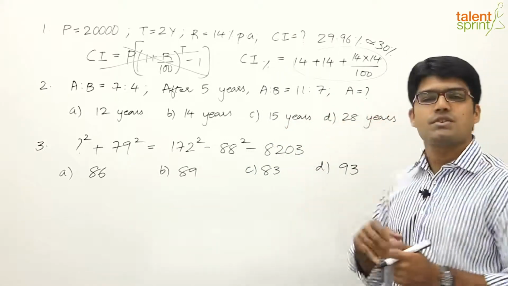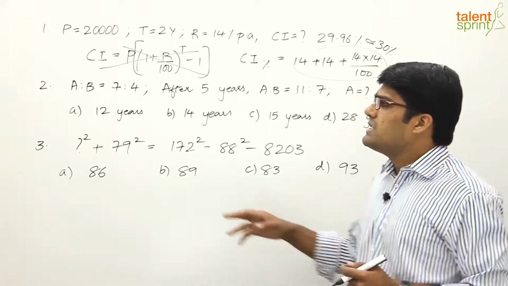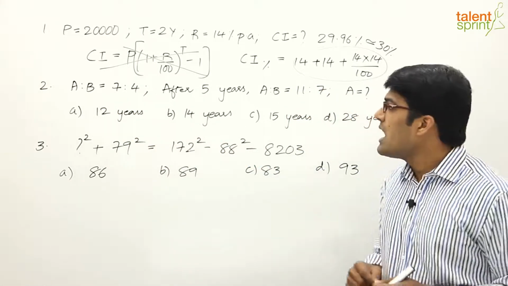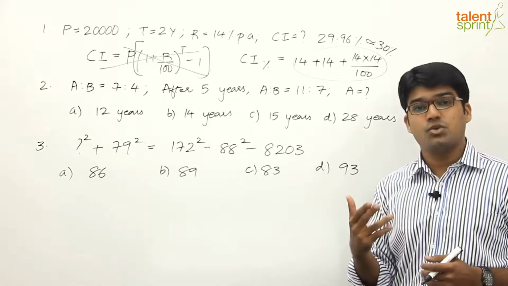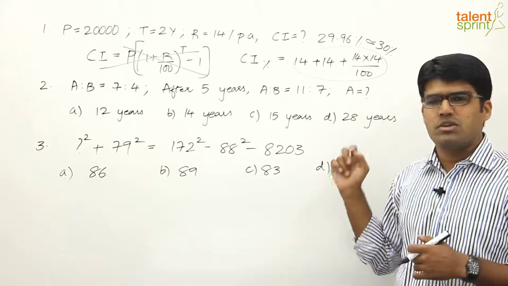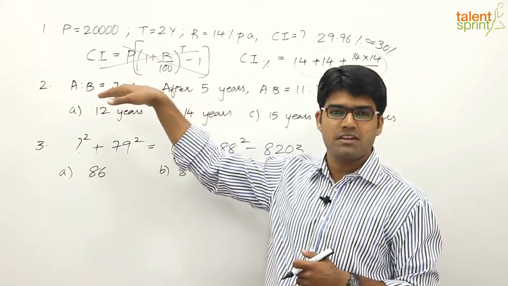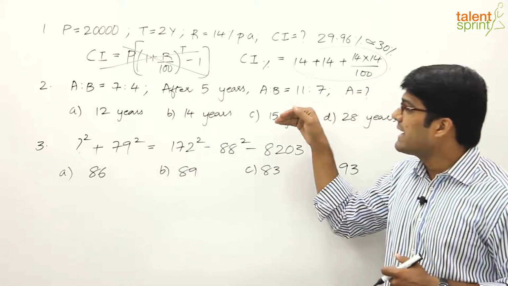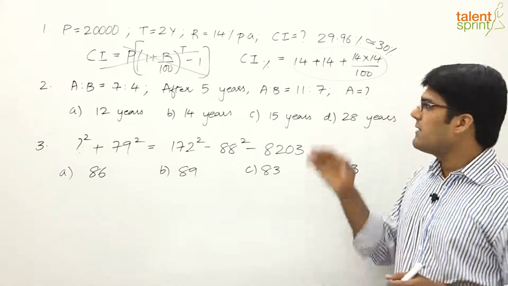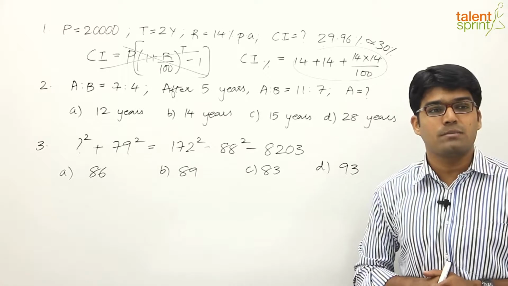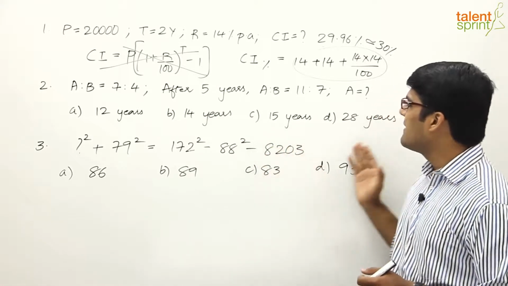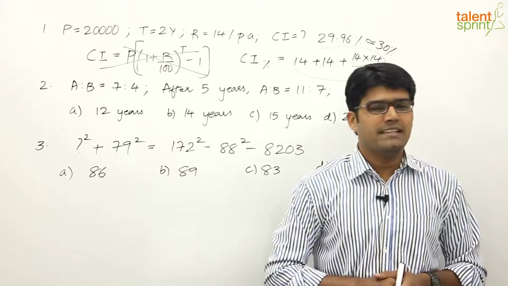Now here I have a question on ages which says the ages of A and B are in the ratio of 7:4. After 5 years, the ratio of their ages becomes 11:7. What is the age of A? So here simply two ratios have been given. The first ratio is 7:4. The second ratio, which is after 5 years, becomes 11:7, and we have to find out the age of the person A here. And the given answer options are 12 years, 14 years, 15 years and 28 years.